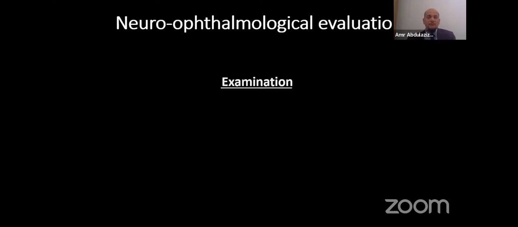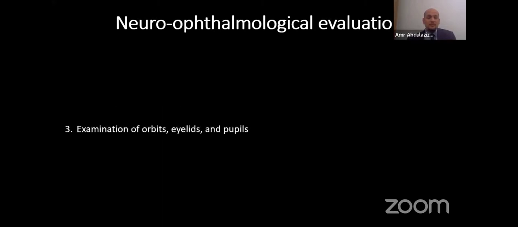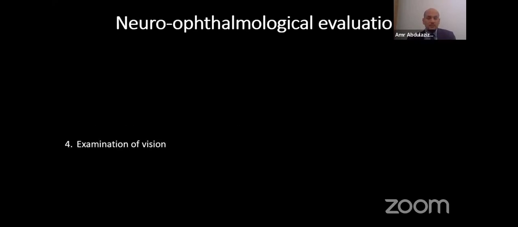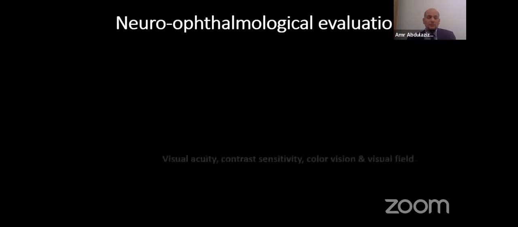So examination of neuroophthalmology usually starts with general examination, examination of head and neck, then examination of orbits, whether there is any proptosis or dystopia, eyelids, whether there is any ptosis or lid retraction, and pupils, if there is any RAPD, APD, anisocoria, and examination of vision. And it's not only the visual acuity, but also it comprises the contrast sensitivity, color vision, and visual field, confrontation visual field, before going to the automated perimetry.